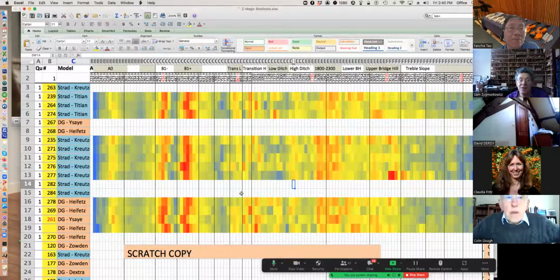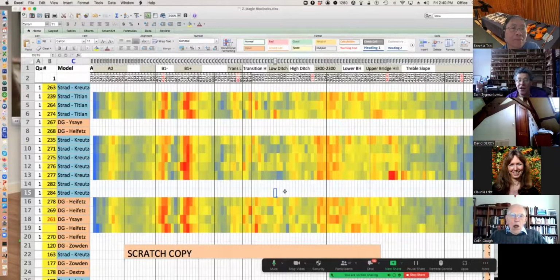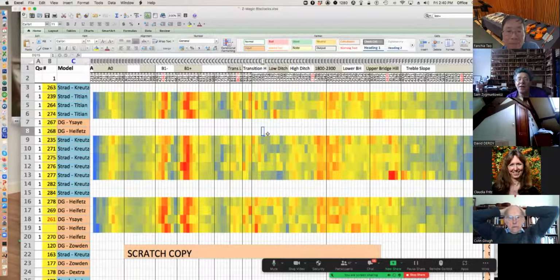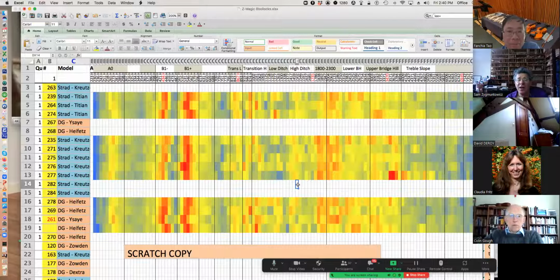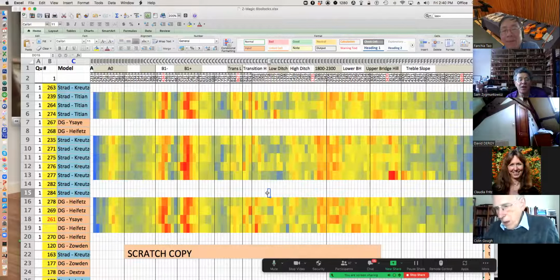One thing I like to look for: there often is, on fiddles, a low spot somewhere in the ditch. But it can vary. On the Strad, I think this blue area here lies, these are the Kreutzers, pretty firmly in the low ditch. And on the Guarneris, I would like to say it falls more maybe in the high ditch. And then you can compare individual fiddles, etc.